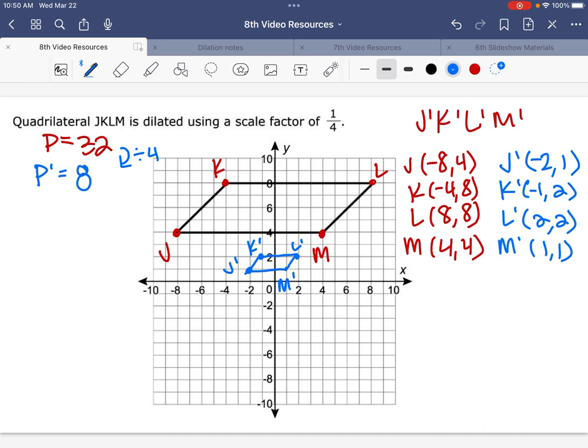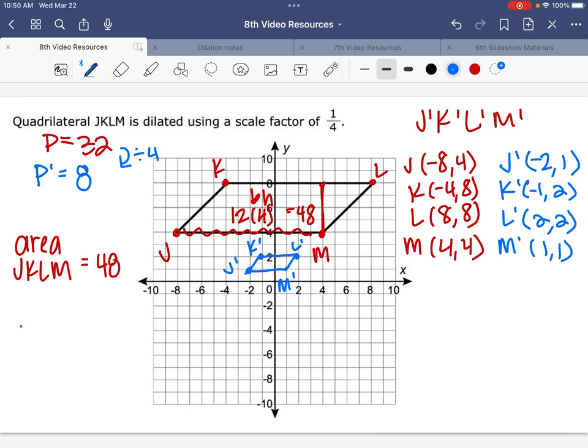But now we want to take a look at the area. So I can find area of JKLM. Because I know that to find area of a parallelogram, I do base times height. And the length of my base is 12. And my height is 4. 12 times 4 gives me 48. So the area of the original shape is 48 units squared.